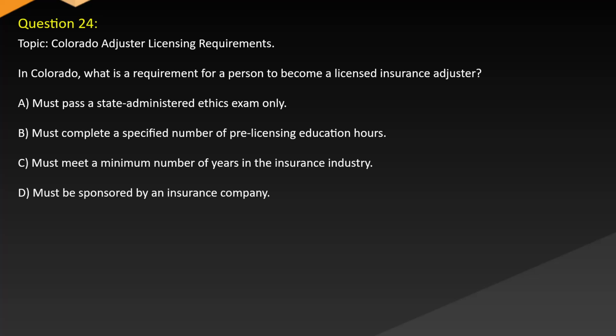In Colorado, what is a requirement for a person to become a licensed insurance adjuster? A. It must pass a state-administered ethics exam only. B. It must complete a specified number of pre-licensing education hours. C. It must meet a minimum number of years in the insurance industry. D. It must be sponsored by an insurance company.